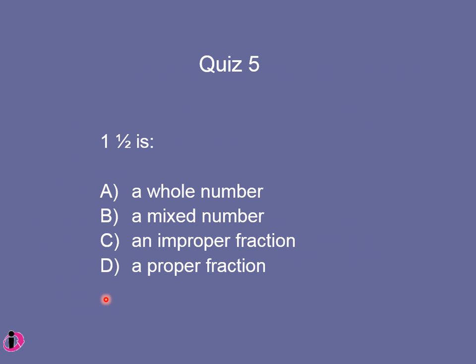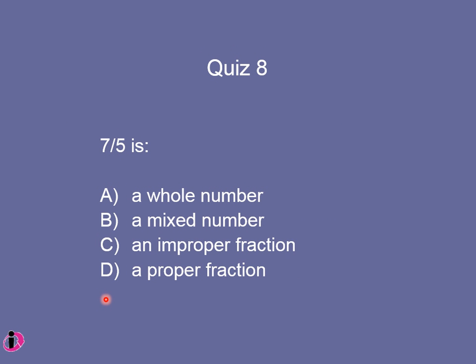Now let's look at an example here. What type of number is this? It's a mixed number, right? Because we have a whole part and a fraction part. So the right answer is B. Again, it's a whole number, right? That's just a whole number, no fraction. Proper fraction, right? Improper fraction, because the numerator is greater than the denominator.